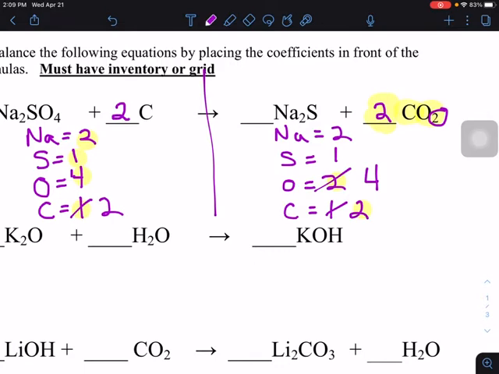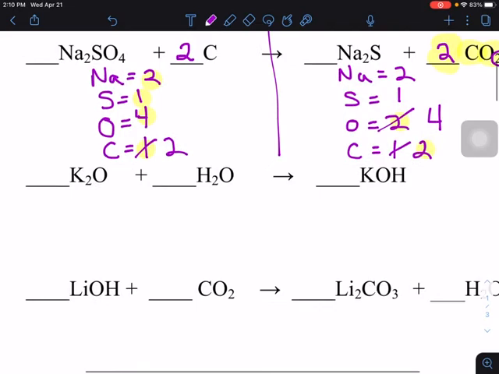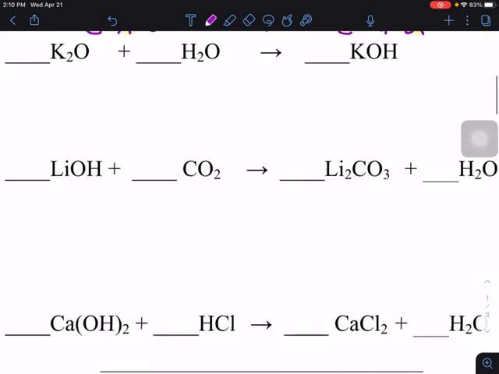We can double check. Na is 2 on the left and 2 on the right. S is 1 on the left, 1 on the right. O is 4 on the left, 4 on the right. And C is 2 on the left and 2 on the right. So that is balanced. Okay, let's take a look at the next one.